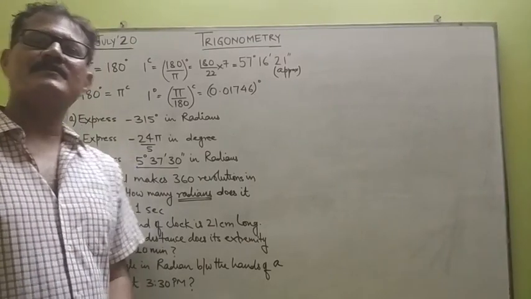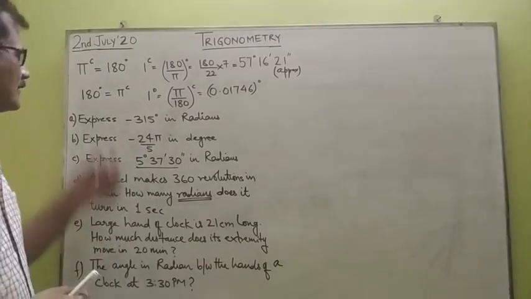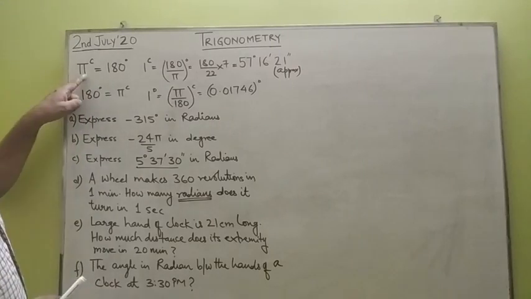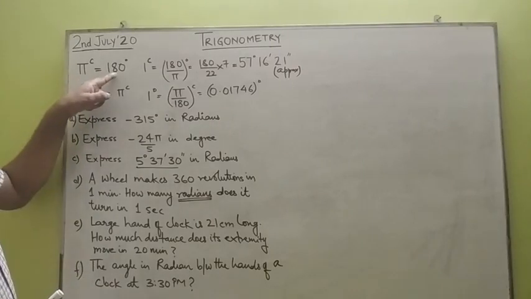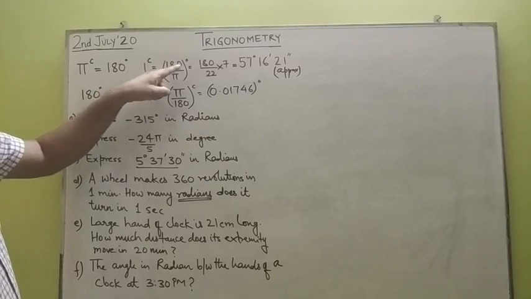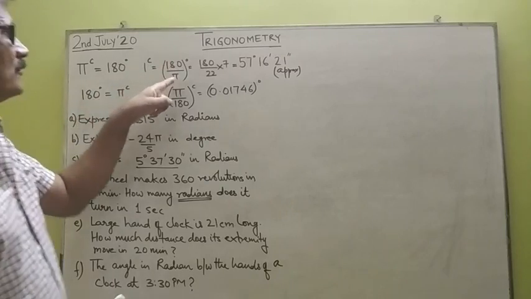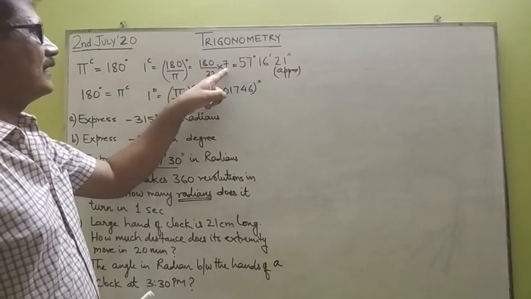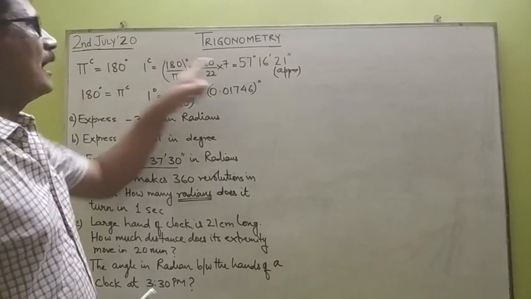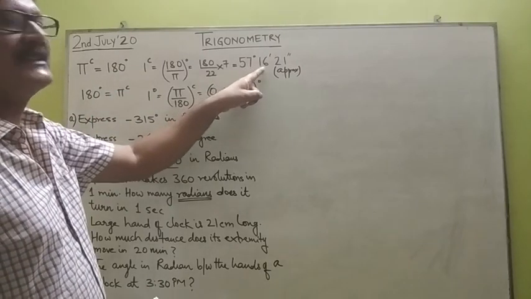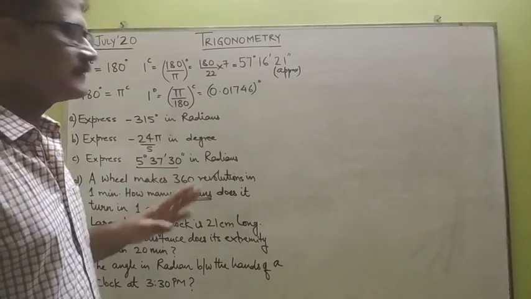Now children, let us do some sums on this topic. Before that, let's understand this once again, that pi radian is equal to 180 degrees. So 1 radian becomes 180 degrees upon pi, and using pi as 22/7, we get 1 radian approximately equal to 57 degrees, 16 minutes and 21 seconds.